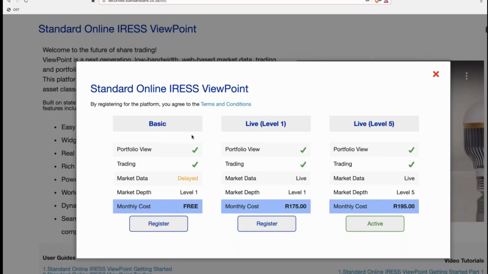So you've got the free version, and then for 175 ZAR, you've got live data, but level 1, which is still only the top. And then what I've got, which is level 5. So it's portfolio, it's trading, it's market data, live, and it's market depth, level 5, which shows you everything. So I pay the 195, but you can get it for free. My recommendation to everyone is get the free one. If you really discover that you need the live level 1 or 5, sure, but for now, free is great.